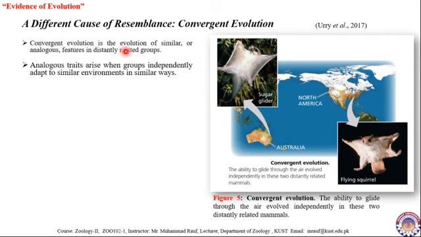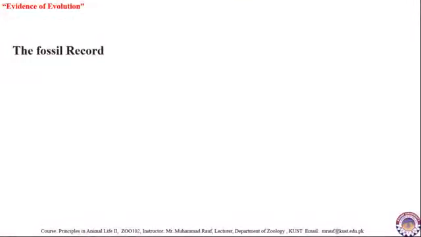So convergent evolution is the evolution of similar or analogous features in distantly related groups, meaning they develop similar phenotypes although they have a distant common ancestor. Analogous traits arise when groups independently adapt to similar environments in similar ways. Convergent evolution does not provide information about ancestry. The third type of evidence of evolution is the fossil record.